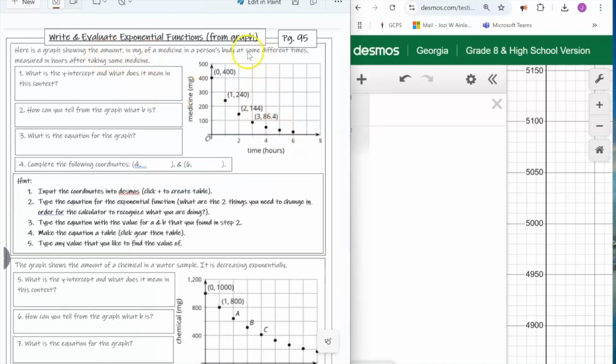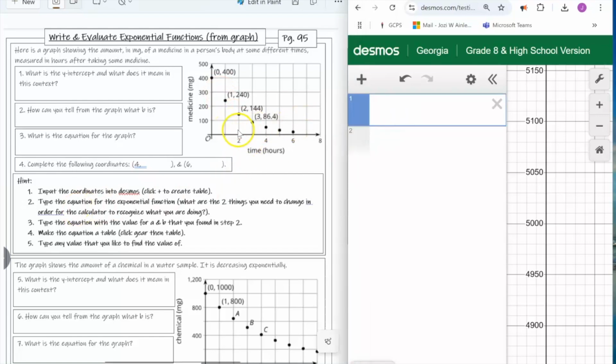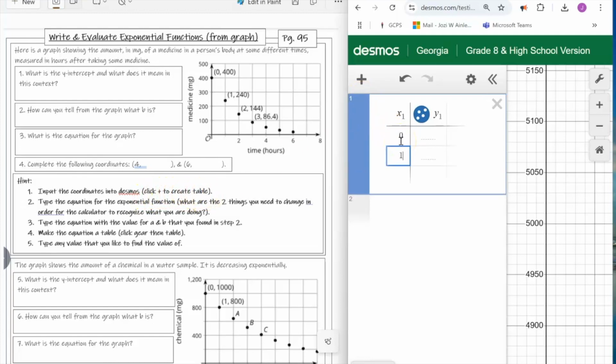All right, so here's a graph showing the amount. They've labeled the coordinates for you, but normally you'd have to go get them. So how would I make a graph a table? All I would need to do is look at coordinates X and then Y, but they've already given them to you. So let's create a table. It says input the coordinates into Desmos, click plus to create a table. So I click the plus. All right, I'm going to go ahead and put in the table.